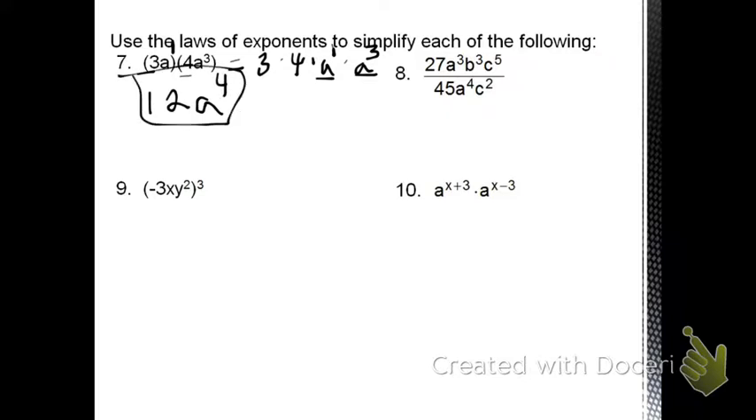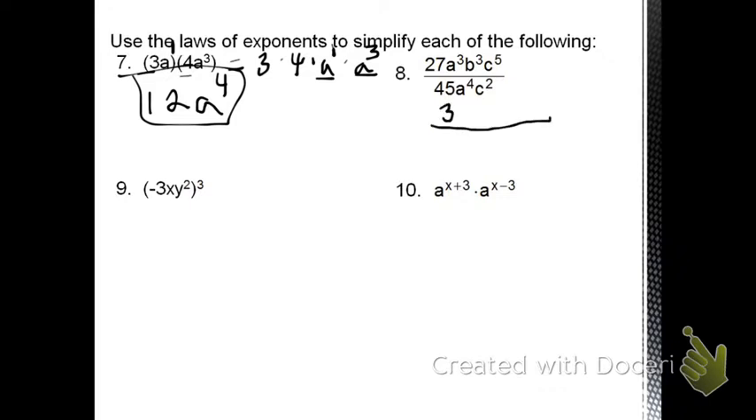Look at number 8. It looks a little crazy, but we know the properties, right? So it's not that bad. You do what you can do with the numbers, like the 27 divided by 45. You work with that first. Well, 27 divided by 45, they do not reduce to a whole number, but they do have a common factor. So they both can be divided by 9, right? So 27 divided by 9 is 3.